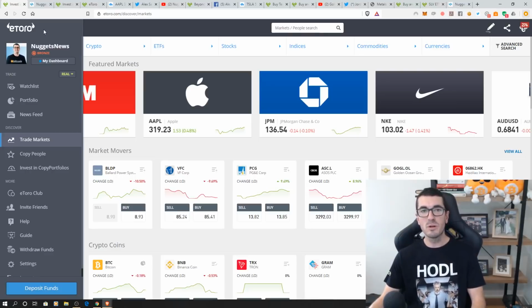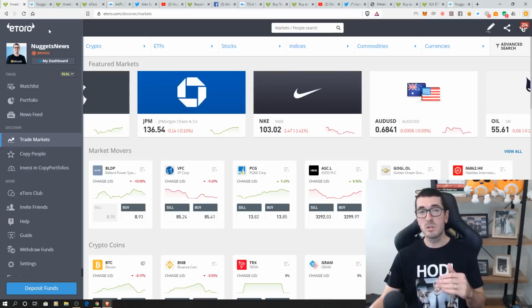Today I'm going to give you a walkthrough of how to use the eToro trading platform and let you know what type of assets I like to trade here and how to set up those trades with stop losses and take profit levels, as well as the type of asset that I wouldn't necessarily recommend trading here.